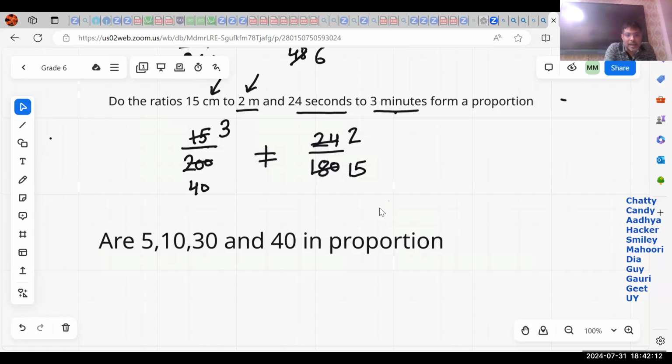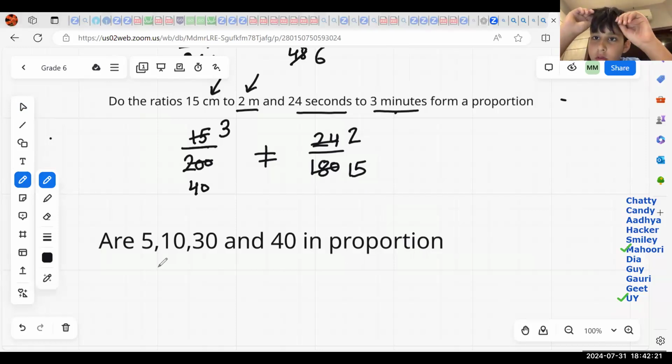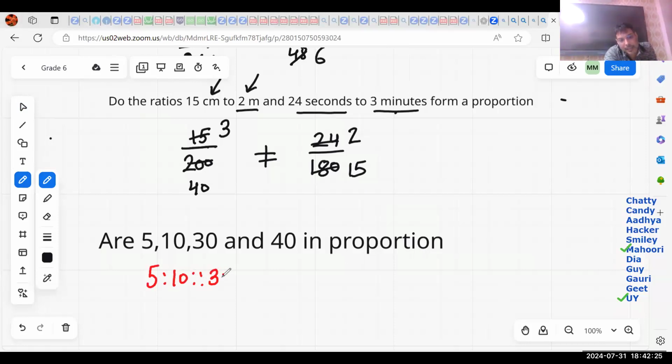There can be dots after 5. It can be written like that also, this way also. So it means the same thing. Let me write it this way: 5 is to 10. If I write it like this or like the above way, both mean the same.